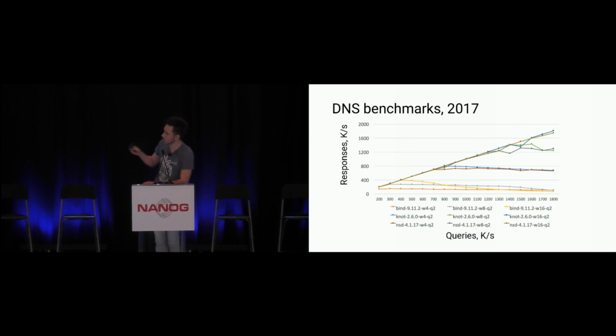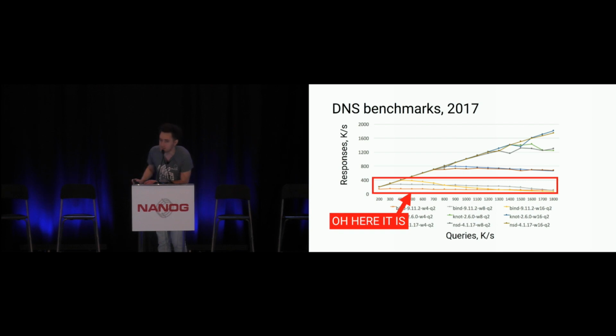Here on this slide is the amount of responses served as more and more queries per second kept coming up to a number of 2 million at the right side of the slide, by 3 different servers, namely BIND, NOT, and NSD, under 3 different conditions. The higher the graph is on the right side, the better the results. And ladies and gentlemen, here is BIND.